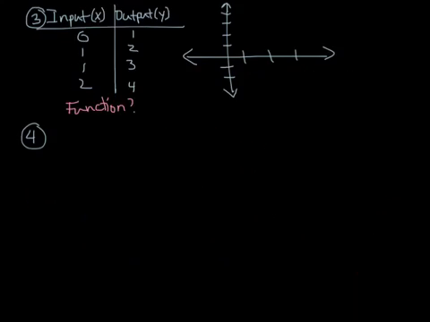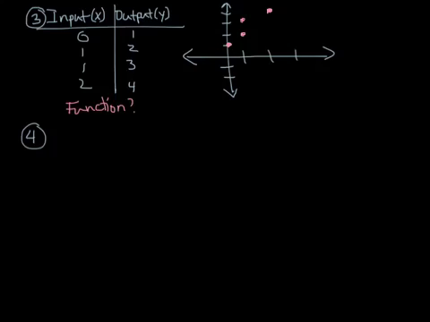So for number 3, first thing I'm going to do is graph it. I have a point at (0, 1). I have a point at (1, 2). I also have a point at (1, 3). And I have a point at (2, 4). So I want you to look at this and think, what do you think? Is it a function or is it not a function? Yes or no?